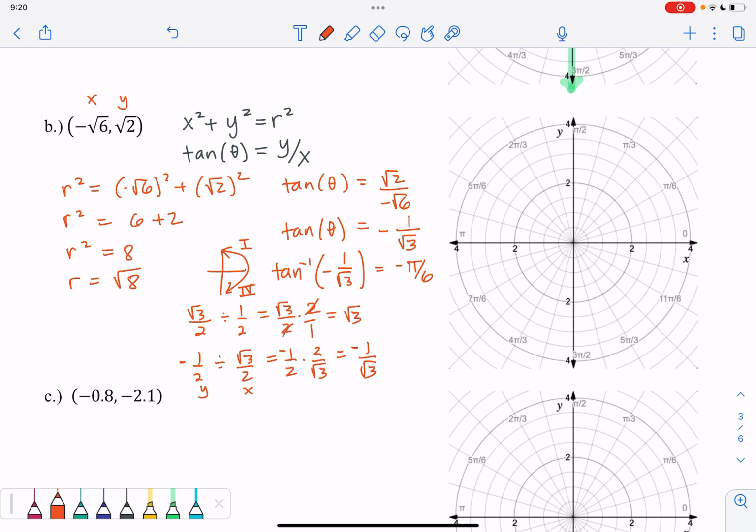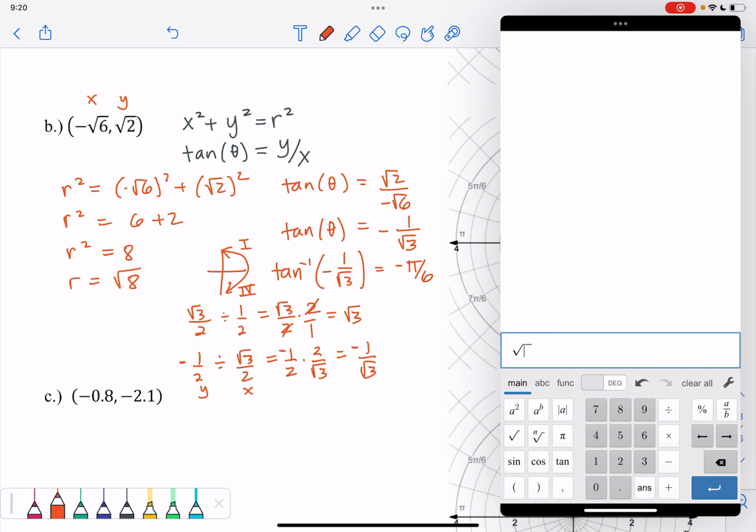Let's go ahead and plot the x and y that I was given originally to check what quadrant I'm going to be in, because tan inverse just returned an angle in quadrant 4. That could work, but I need to see where this point is. I see negative x, comma y. That's in quadrant 2. So let's plot that and see where I am. If I do root 6, just to see approximately, it's about 2.5.